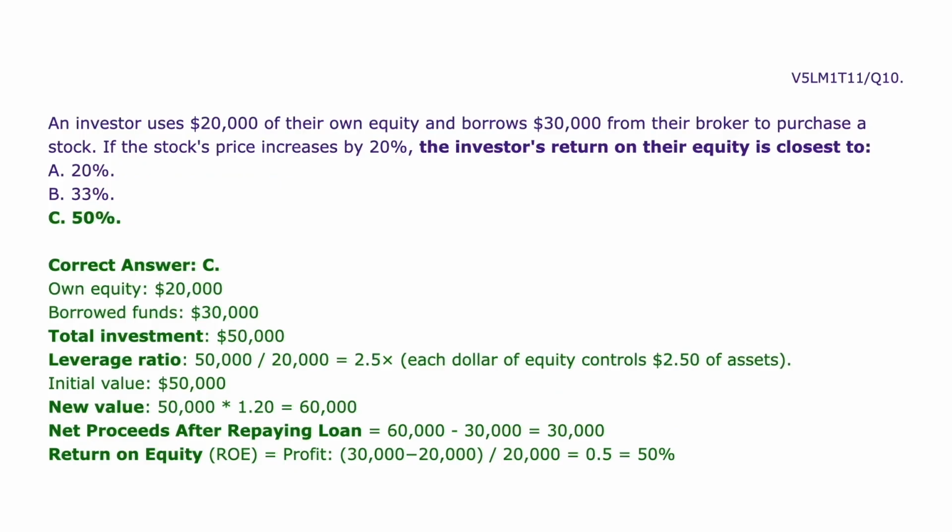Borrowing money lets you control more stock than your own cash alone. Here, you control $50,000 with only $20,000. A 20% gain on the full amount becomes a 50% gain on your own money. Leverage multiplies both gains and losses.